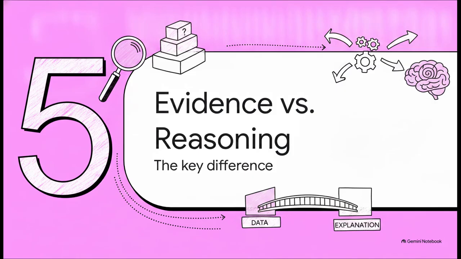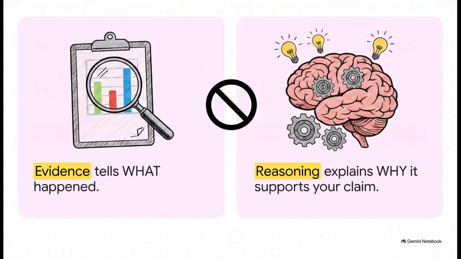Section 5, evidence versus reasoning, the most important difference. Let's take a second to address a super common stumbling block in this framework: mixing up evidence and reasoning. The golden rule you want to remember is that evidence tells you exactly what happened, while reasoning explains why that event proves your point. If you ever find yourself just repeating your numbers in the reasoning section, well, you haven't actually provided any reasoning, you've just stated the evidence twice.